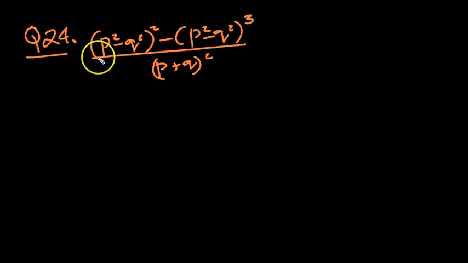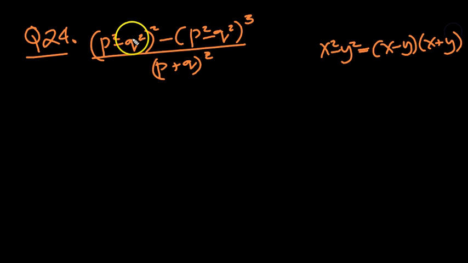Okay then guys, let's see if we can make this one look a little bit easier on the eye, shall we? See how this one goes. We've got (p squared minus q squared) all to the power 2, minus (p minus q) squared, all cubed, all over (p plus q) squared. Okay, good. The difference between two squares: x squared minus y squared is x minus y times x plus y.